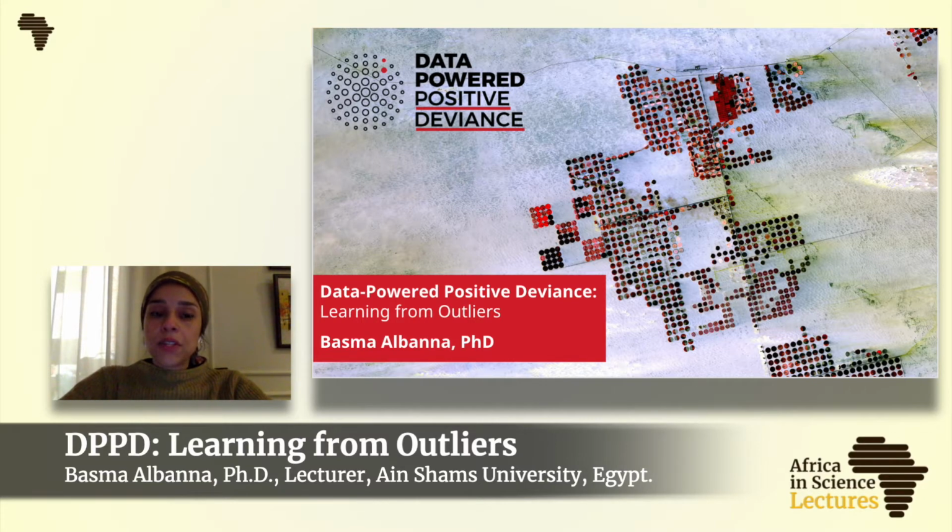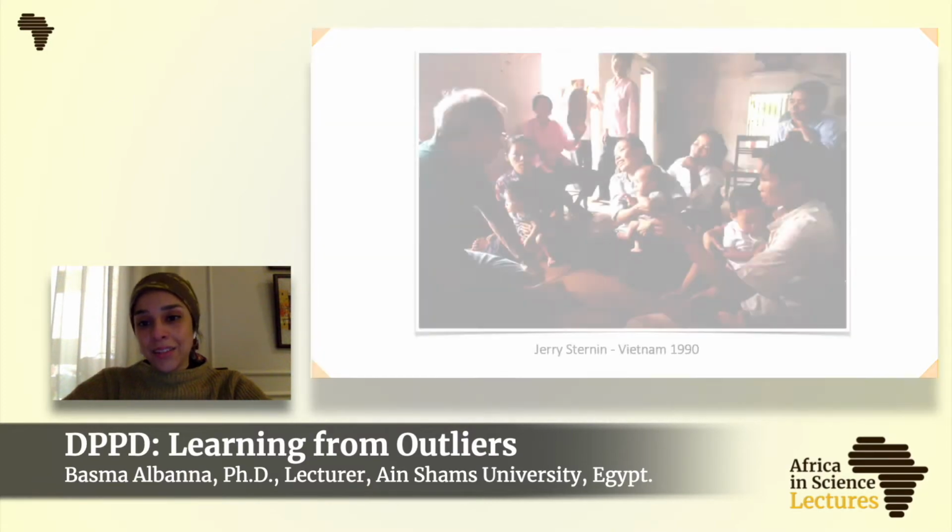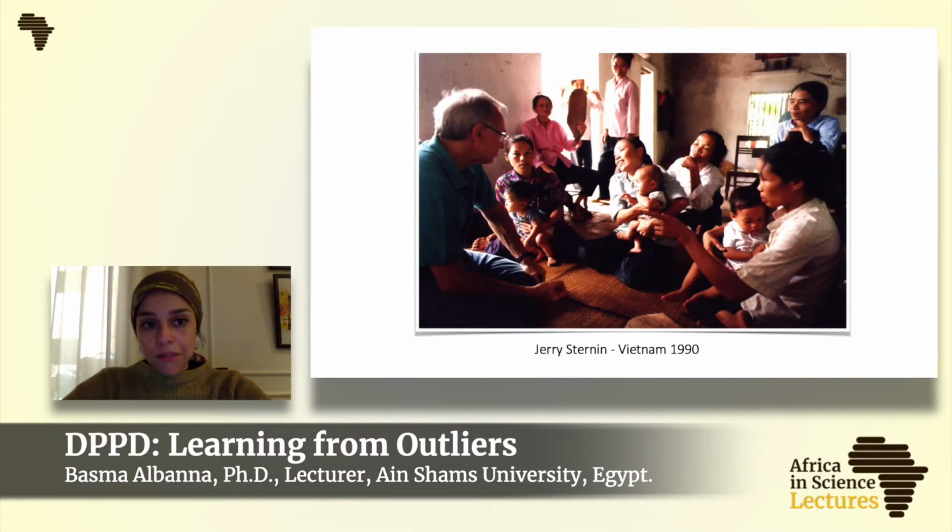So what is the positive deviance approach and how did all of this start? The story began in 1990 when the Vietnamese government invited Save the Children Foundation to help overcome the problem of child malnutrition. At that time, Jerry Sternin, the guy in the picture, was the Save the Children program director. He was asked to demonstrate impact within 6 months, and instead of going for the traditional supplemental feeding programs, he decided to look for well-nourished children in extremely poor villages, wondering if they might have the solution.